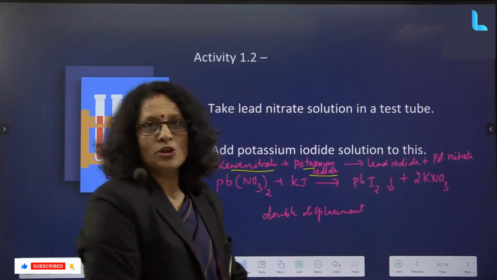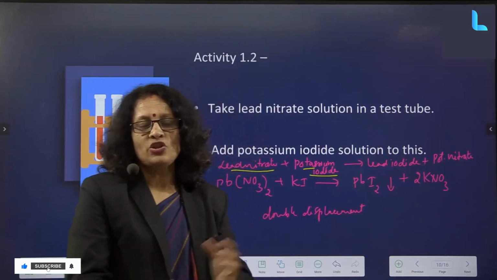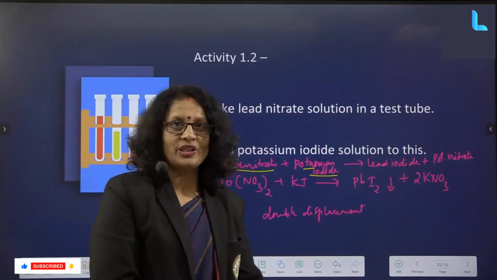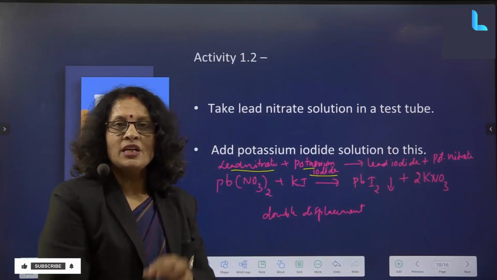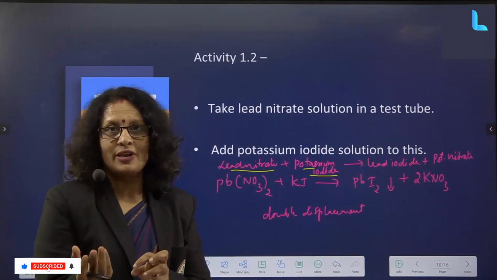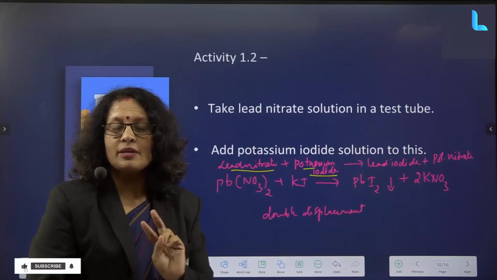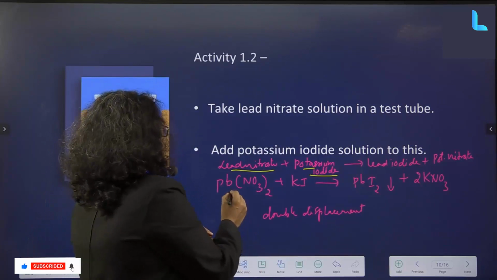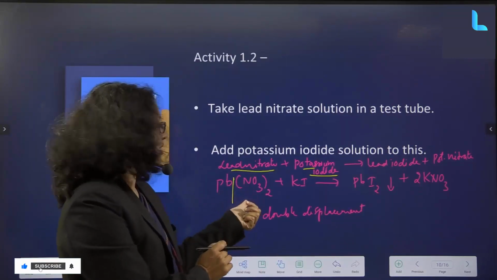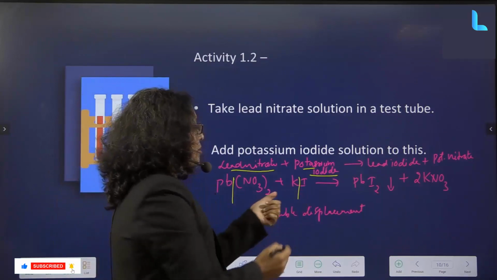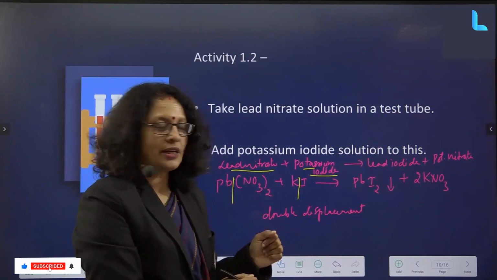This kind of reaction is called a double displacement reaction. We will study the types of reactions also. Just for your reference and curiosity, I am telling this. Double displacement means shifting of components from one place to another. Double means that at a time two components will displace. In lead nitrate, lead is one component and nitrate is another. In potassium iodide, potassium, symbol K, is one component, and iodine, I, is another component.